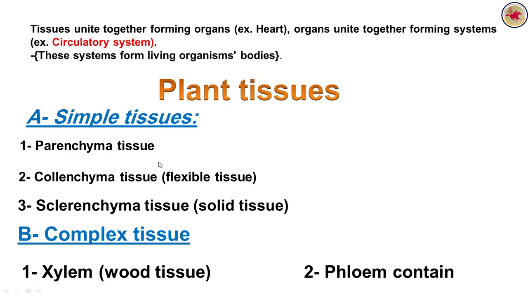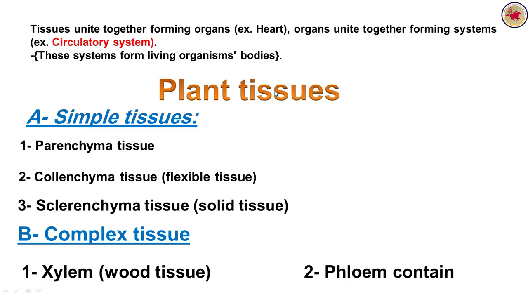Now we're going to explain the first type of tissues, plant tissues. Plant tissues may be simple or complex. Simple tissue consists of only one type of similar cells, while complex tissue contains different types of cells. First, simple tissue: the first is parenchyma, number two is collenchyma, and the third is sclerenchyma tissue. Parenchyma tissue, collenchyma tissue is flexible tissue, and sclerenchyma tissue is solid tissue.